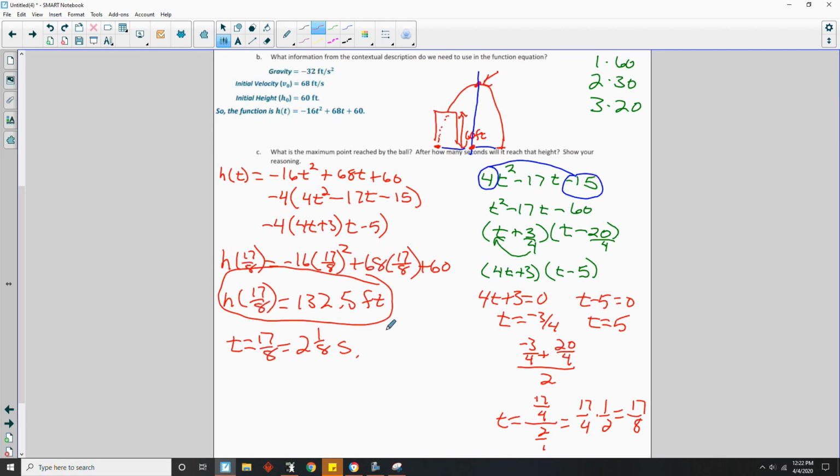So anyway, let's recap. This guy's standing at the top of the building, 60 feet above the ground, throws the ball up at an initial velocity of 68 feet per second. The ball goes up, and it took 2.125 seconds to get from his hand to its maximum height of 132.5 feet. And then it turned and fell down to the ground and landed at time 5 seconds. So the whole event, from out of his hand to the maximum down to the street level 60 feet below him, took 5 seconds. Pretty cool stuff.